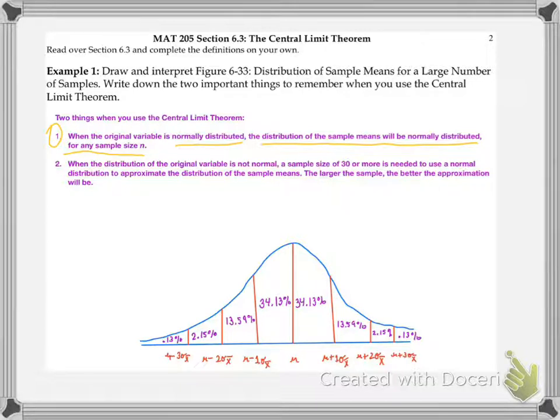When the distribution of the original variable is not normal, and if you don't know, if it's not giving you any information on whether it's normal or not, then you assume that it's not normal. In that case, you need a sample size of 30 or more.